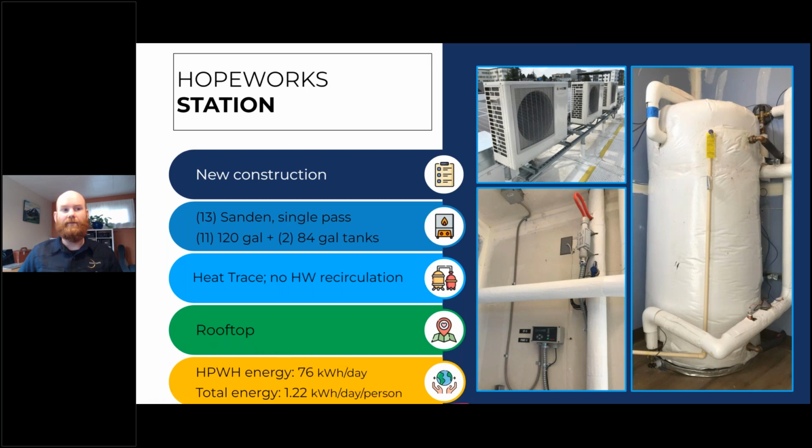And then a little bit of some metrics on the energy use there for any energy models in the group. We cut the energy by about a factor of 3. We're using about a third of the energy of a typical water heating system for this high efficient Sandin system.